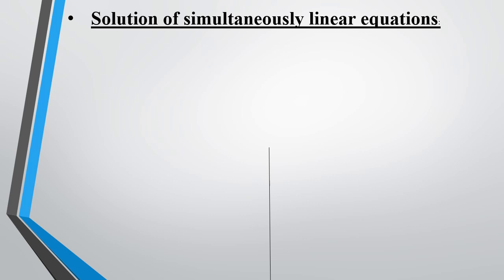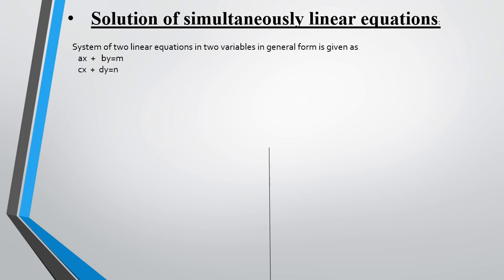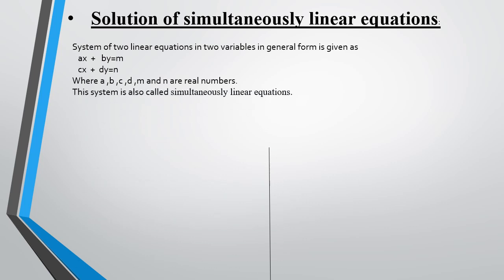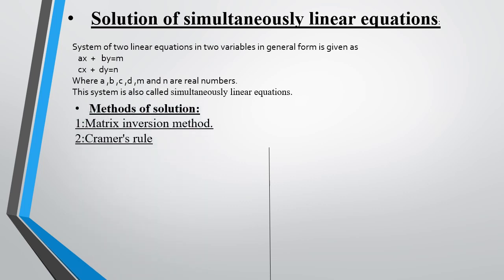Solution of simultaneous linear equations. A system of two linear equations in two variables in general form is given as ax plus by is equal to m, cx plus dy is equal to n, where a, b, c, d, m and n are real numbers. This system is also called simultaneous linear equations. There are two methods to solve simultaneous linear equations. The first one is matrix inversion method and the second one is Cramer's rule.